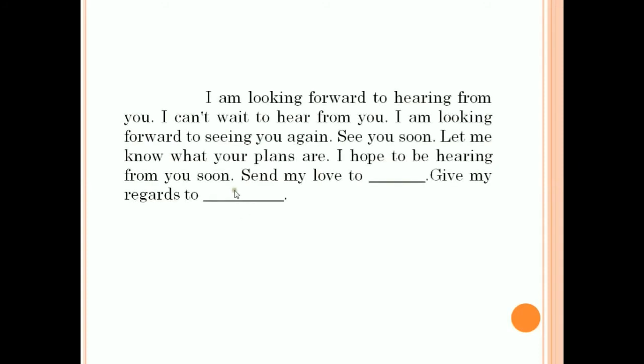And comes the third paragraph. Again, for the third paragraph, you have to summarize whatever it is in one or two lines and then add one or two of the sentences which I have given you over here. First is, I am looking forward to hearing from you. I can't wait to hear from you. I'm looking forward to seeing you again. See you soon. Let me know what your plans are. I hope to be hearing from you soon. Send my love to. Give my regards to.